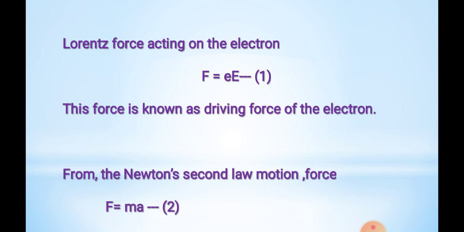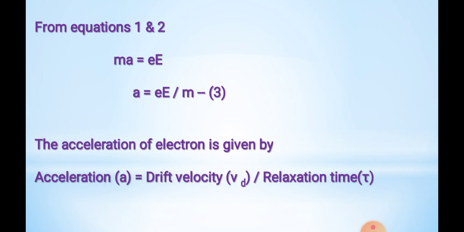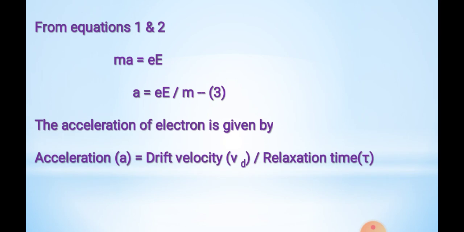But according to Newton's law of motion, we have a formula, given here in equation number 2: F is equal to ma. Here both the forces are equal, so we can equate the two forces. So ma will be equal to eE. From this we can find a is equal to eE by m. Here a is the acceleration and m is the mass of an electron. This is equation number 3.